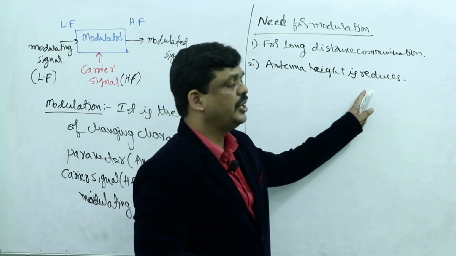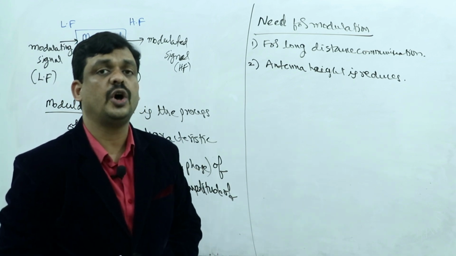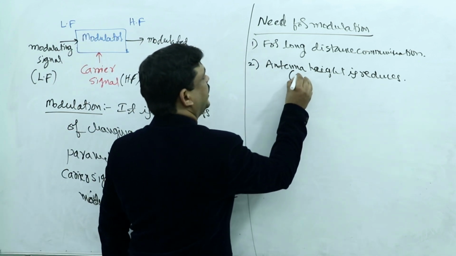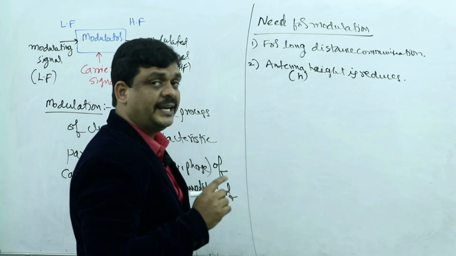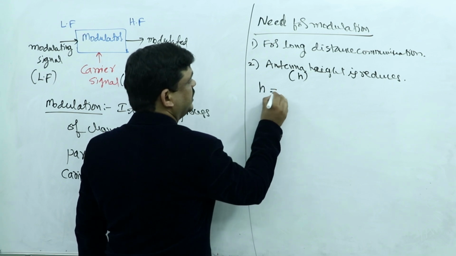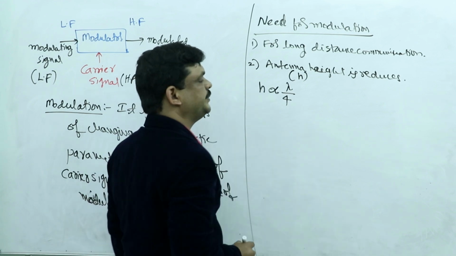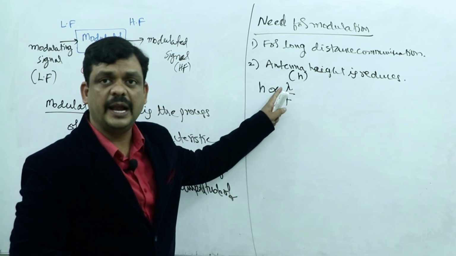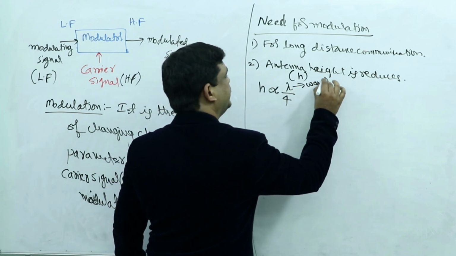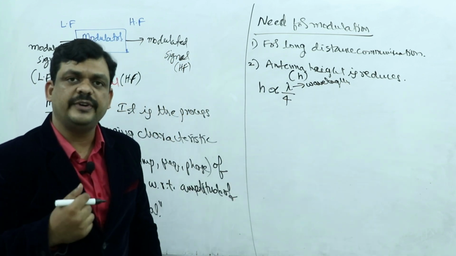Now antenna height is reduced due to this modulation process, because antenna height always depends on the wavelength. So antenna height, I am assuming here h. Antenna height always depends on the wavelength. The standard mathematical equation is defined like this: antenna height is directly proportional to lambda by 4. Lambda is nothing but the wavelength, right? So the antenna height is always directly proportional to the wavelength.